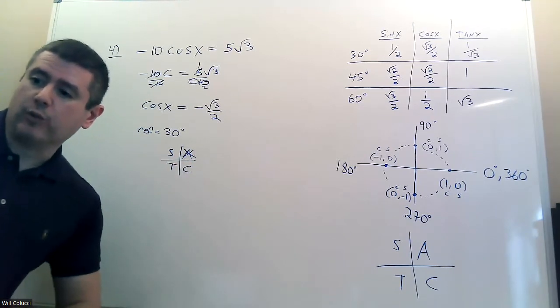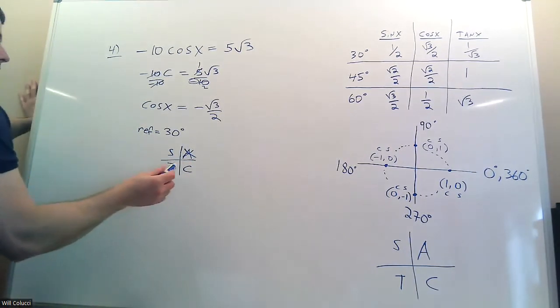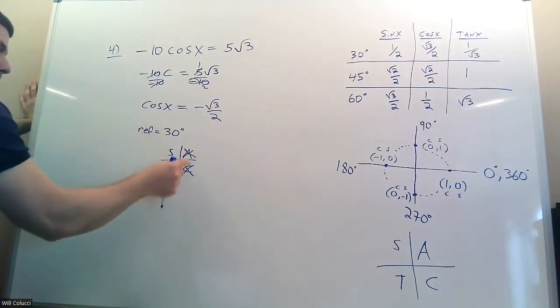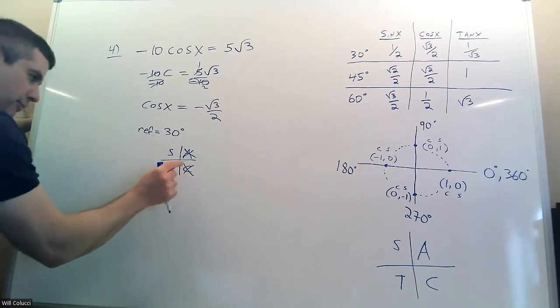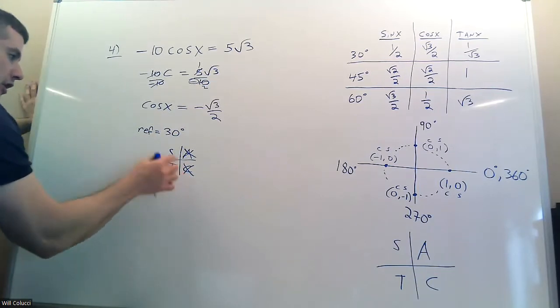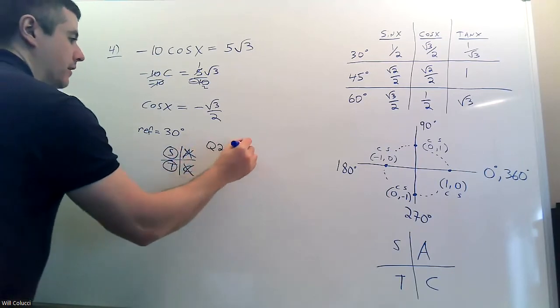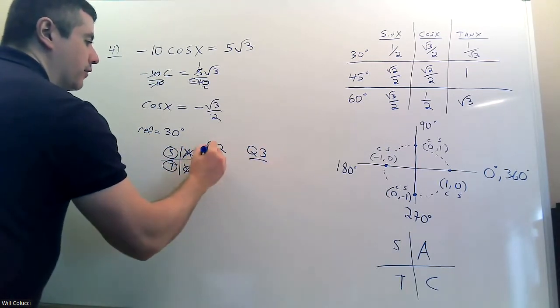So that was like the very first one I did. So you can't be in quad 4 because cosine is not negative here. Cosine is positive in quad 4. So I have to cross that one out. So I have to be in 2 and I have to be in 3. So you're in quad 2 and you're in quad 3.